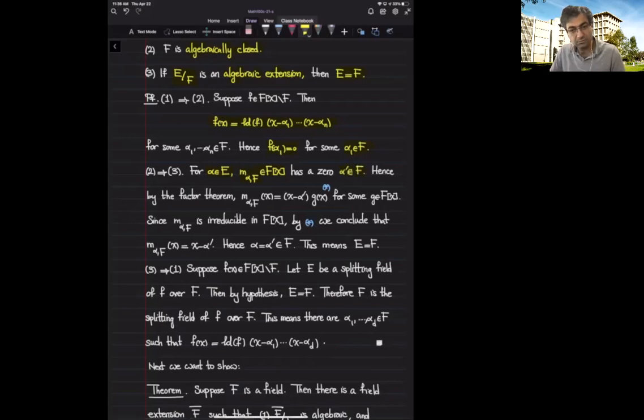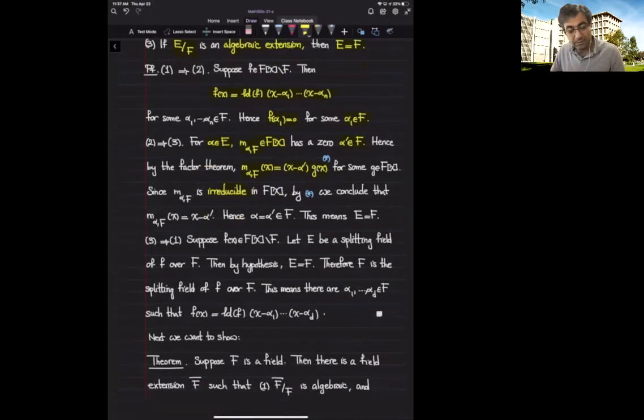Now I can use the factor theorem. So by the factor theorem, this minimal polynomial has a factor of the form x minus alpha prime. But this minimal polynomial is supposed to be irreducible. So this means that it does not have a non-trivial factorization. That would imply that the minimal polynomial is itself x minus alpha prime. Okay, so because it is irreducible, it cannot be factored into the product of lower degree polynomials.